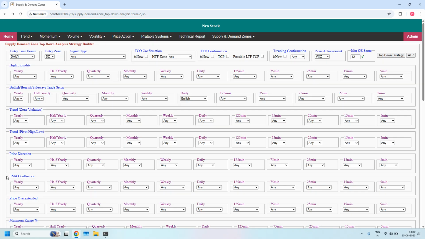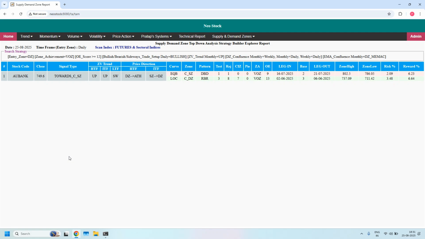That's why in the EMA confluence at monthly time frame, I am checking monthly demand zone with monthly EMA confluence. At the same time, monthly trend should not be sideways. It should be only uptrend because it is bullish trade setup. So let's filter. We got 1 stock. That way, this daily demand zone might be having more high probability to get success, provided lesson 20 checklist items are satisfied.